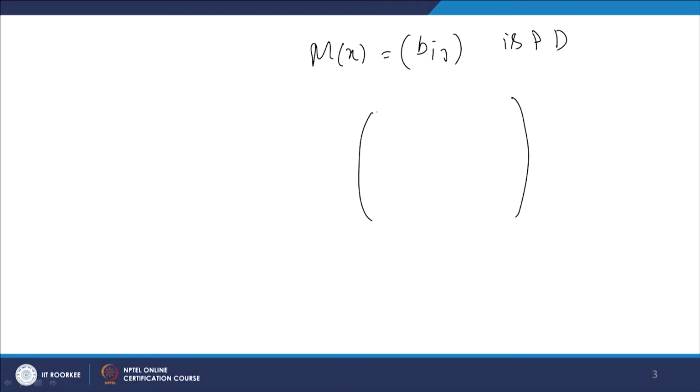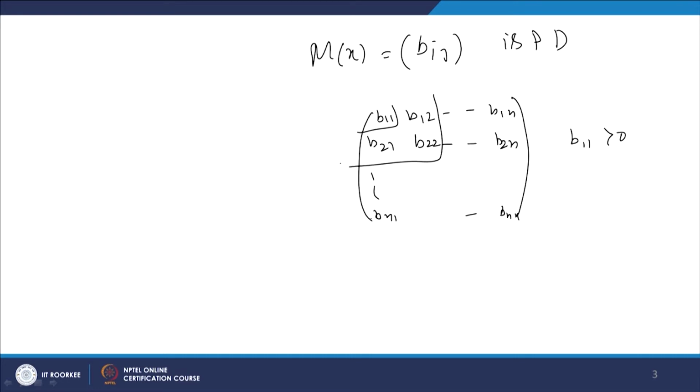So, what are principal minors? If we look at B11, B12 up to B1n, B21, B22, B2n and so on, Bn1 to Bnn, principal minor means this is positive. So, it means that B11 is positive, and second is this, the determinant of B11, B12, B21, B22 is positive, and so on.